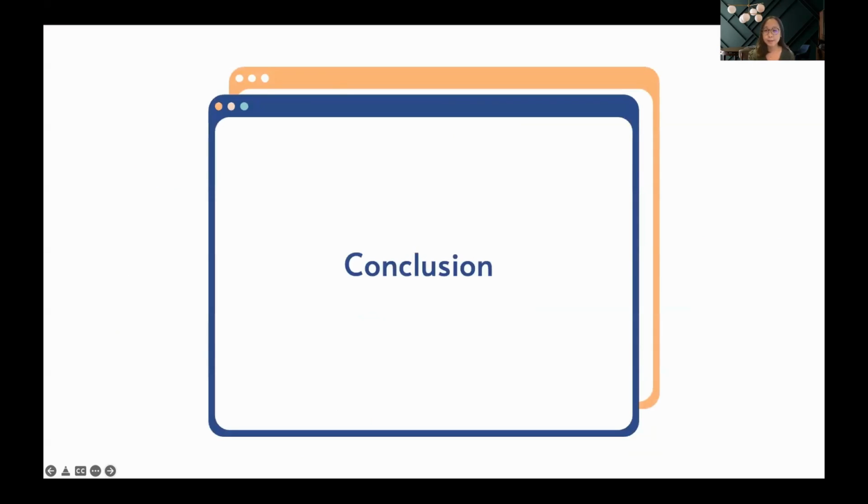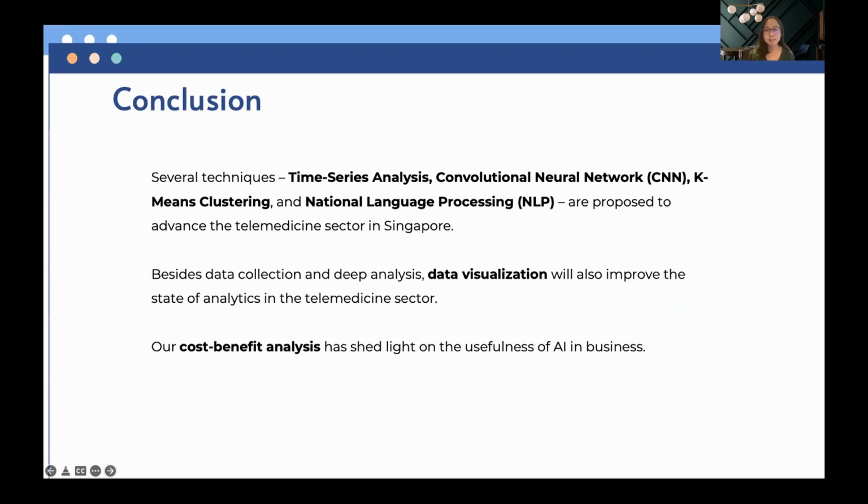And now I conclude. Several techniques such as time series analysis, CNN, k-means clustering, and NLP are proposed to advance the telemedicine sector in Singapore. Besides data collection and deep analysis, data visualization will also improve the state of analytics in the telemedicine sector. Our cost-benefit analysis has shed light on the usefulness of AI in business. Issues across the pipeline may be addressed to advance telemedicine for widespread societal usage and bring Singapore closer to implementing extensive 5G technology in healthcare. Thank you.